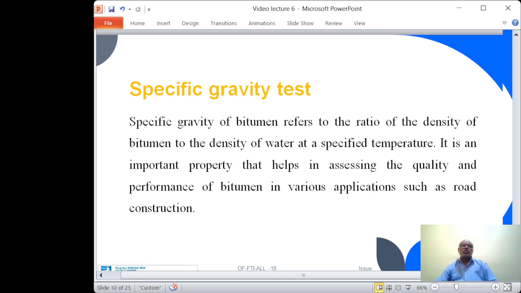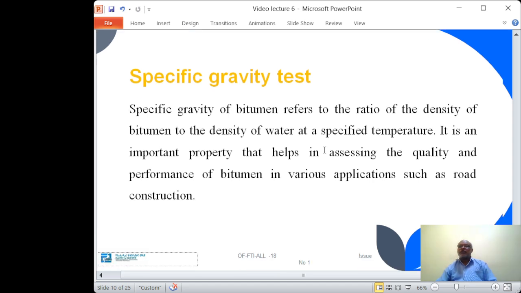Now we can proceed to the specific gravity test. Specific gravity of bitumen refers to the ratio of the density of bitumen to the density of water with equal volume at a specified temperature. It is an important property that helps in assessing the quality and performance of bitumen in various applications such as road construction. The objective of the specific gravity test is to determine the specific gravity of bitumen using a specific gravity bottle and water.